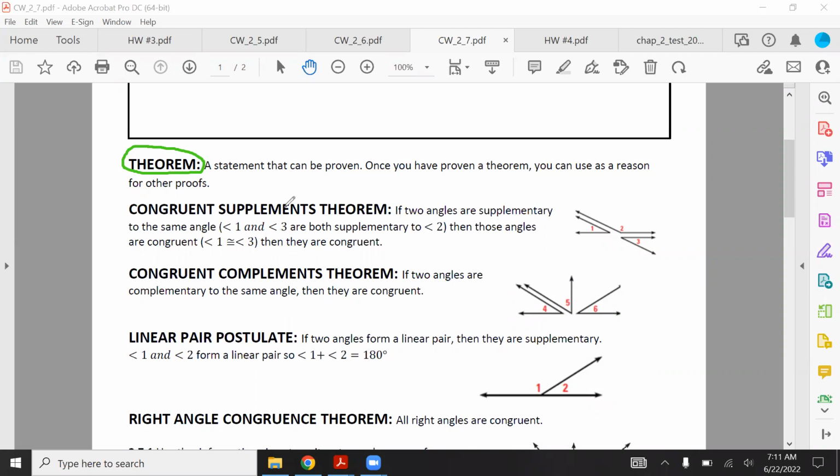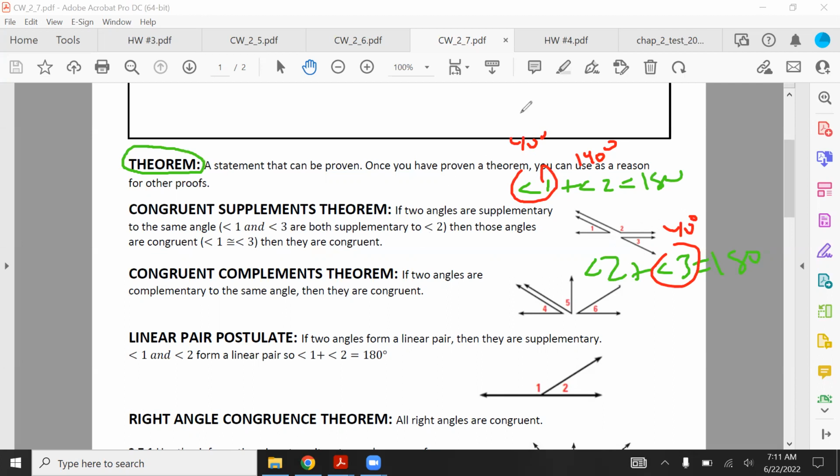So congruent supplements. What this means is that if angle 1 and 2 are supplementary, so if 2 angles supplement the same angle, so 1 plus 2 equals 180, and 2 plus 3 also equals 180, then naturally speaking, these would have to be the same, right? I mean, let's say angle 2 is like 140 degrees. Then angle 1 would have to be 40 degrees, and likewise angle 3. So they have to equal each other.